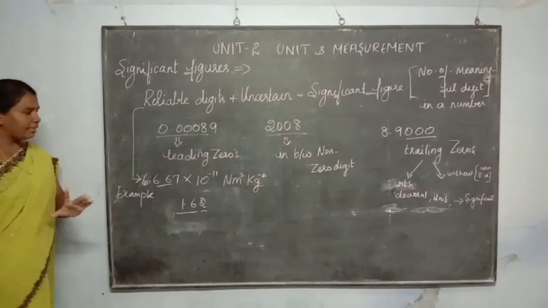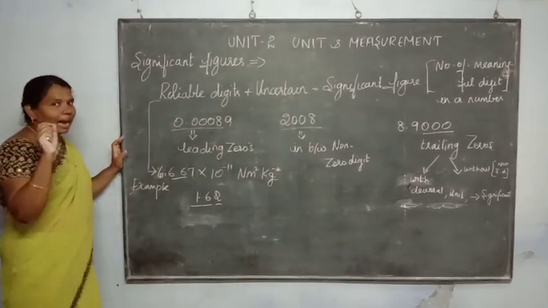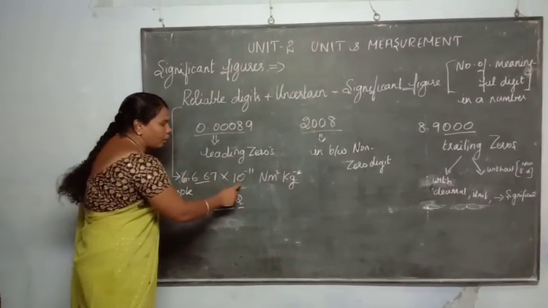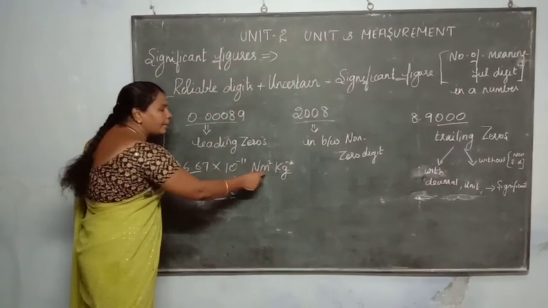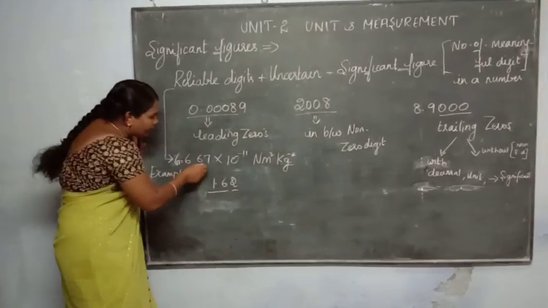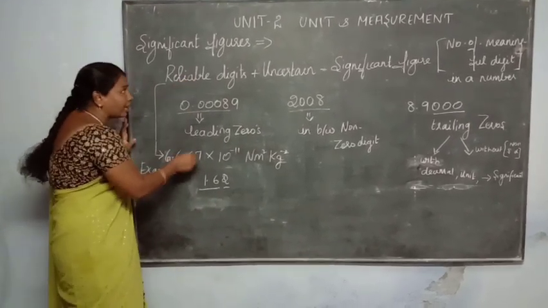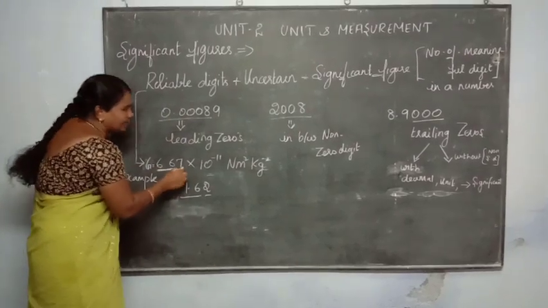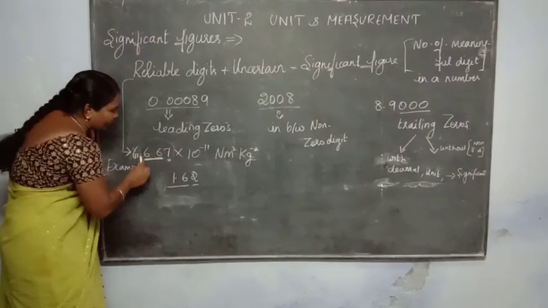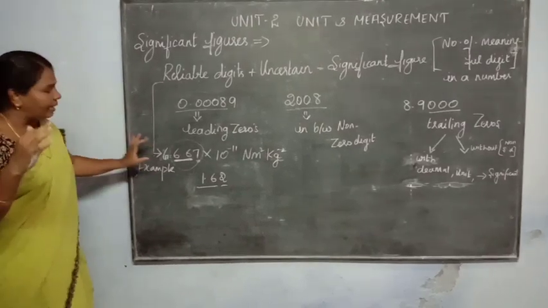Now I will give one example for that. What is a significant digit? You know the gravitational constant value: G is equal to 6.67 into 10 to the power of minus 11 newton meter square kilogram minus 2. This is the gravitational constant with its unit. Here, the 6.6, these two digits are reliable, and the second digit after that is the uncertain number. So the number of significant digits is how many? 1, 2, 3. Therefore, there are 3 significant digits in that.